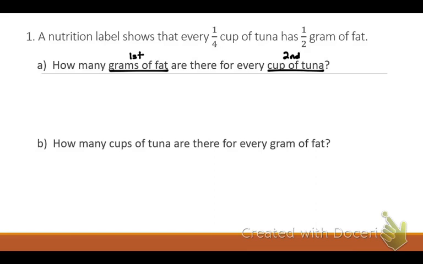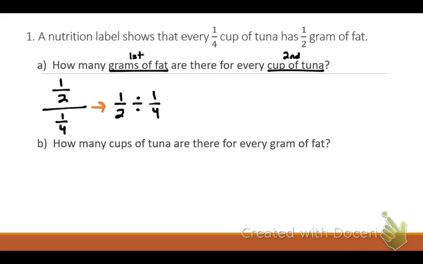So the first thing it's asking us is how many grams of fat. Guys, how many grams of fat did the original problem tell us there were? 1/2. If you remember from yesterday, we're kind of writing a ratio. 1/2 to, what's the other thing we're comparing it to? Okay, 1/4 of a cup of tuna. How do we write that as a ratio? With the fraction bar. Okay, so I'm going to take the first one, 1/2 gram of fat, and divide it by 1/4. Remember once again that division bar means 1/2 divided by 1/4.